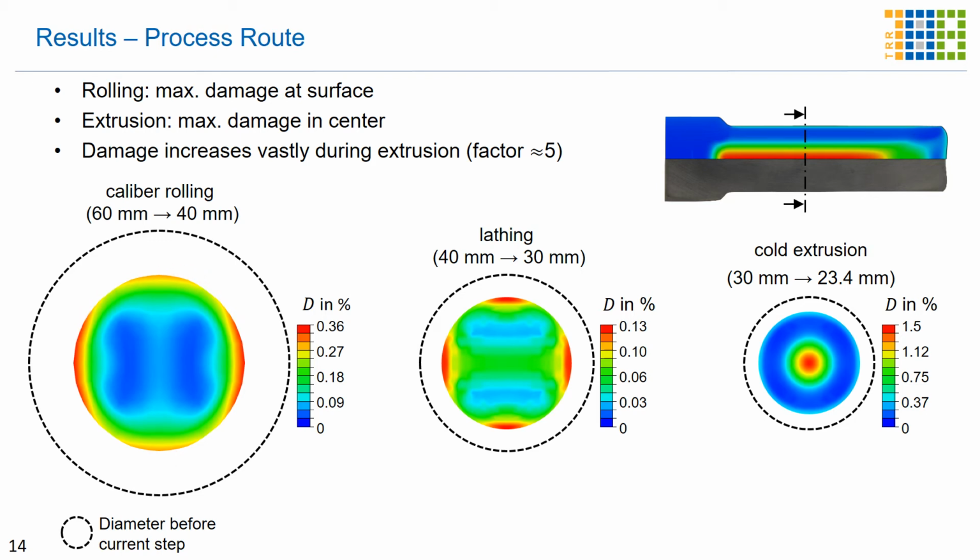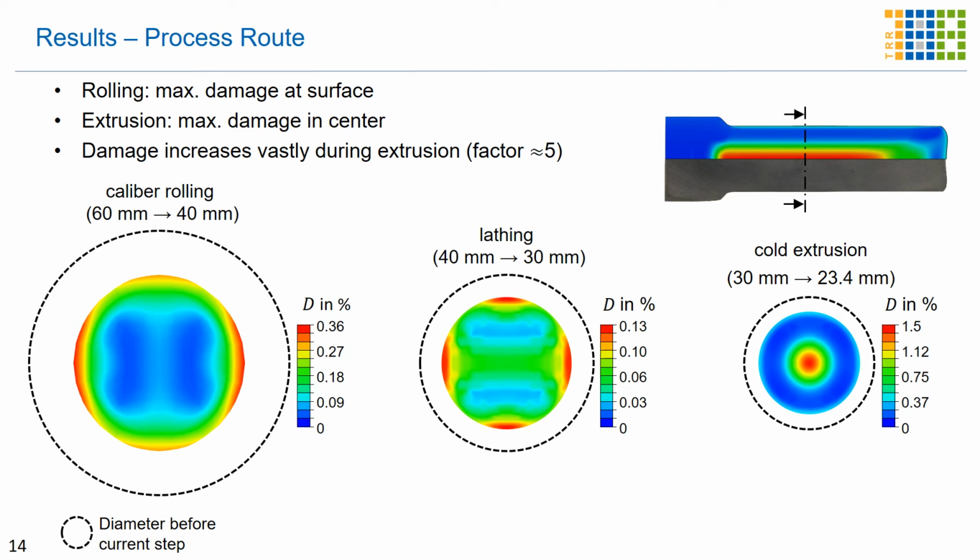So, like we've seen on the slide before, we are reducing from 60 millimeters to 40 in caliber rolling. Then we have to cut down those 10 millimeters, so we end up with this cross-section and damage evolution distribution. In cold extrusion, we can now see that we decrease the diameter to 23.4 millimeters, and then that we have a way higher damage evolution in the middle of the cross-section.